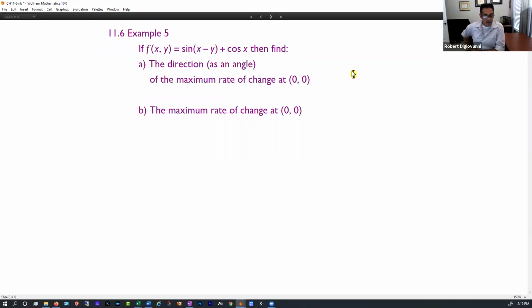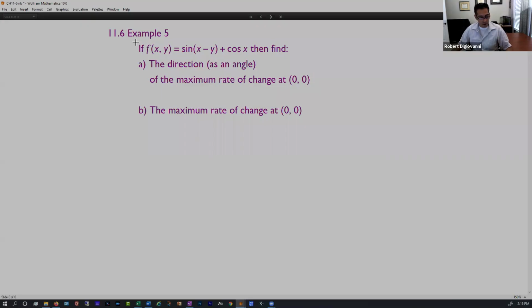Okay, let's say we have this surface. It's a function of two variables, sine of x minus y plus cosine x. First, find the direction as an angle of the maximum rate of change at 0, 0. And then tell me what the maximum rate of change is. All right, that's what we're gonna do. So first thing we're gonna do is we're gonna copy this over.